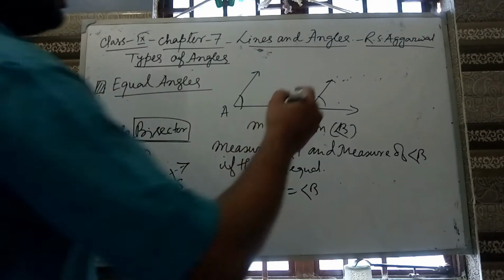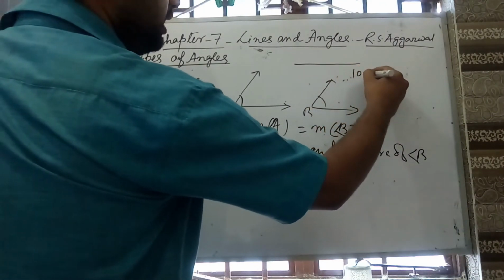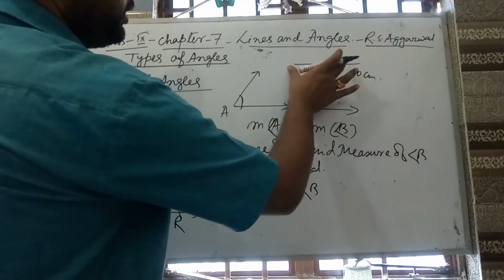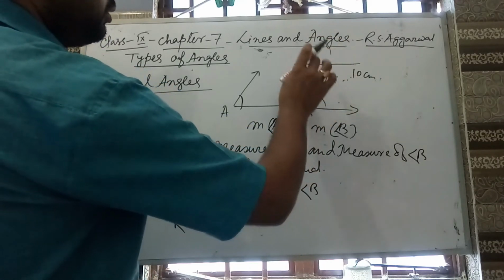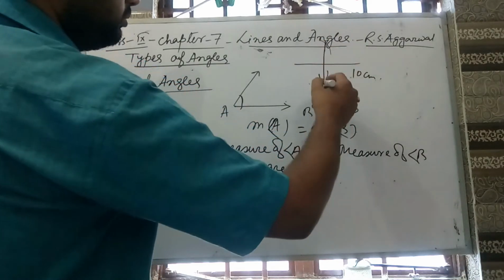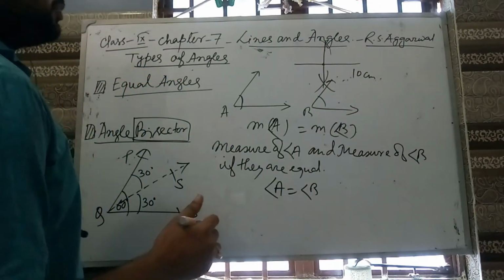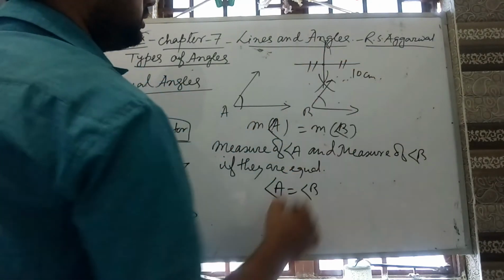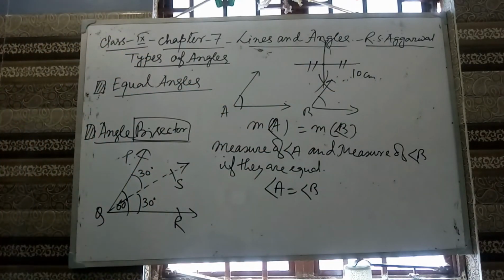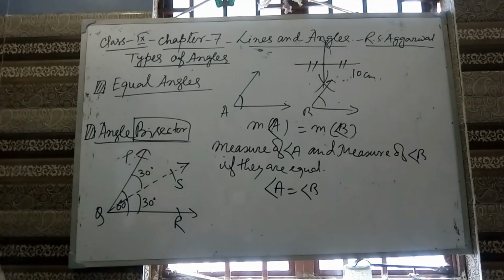Just like for a line segment, suppose you have considered a 10 centimeter line segment and you draw a perpendicular bisector. You take more than half. From this end you draw two arcs, from this end you draw two arcs. You join them. So this is the point where the whole line segment is divided into two equal parts. So this is called perpendicular bisector. Similarly here, this is angle bisector.